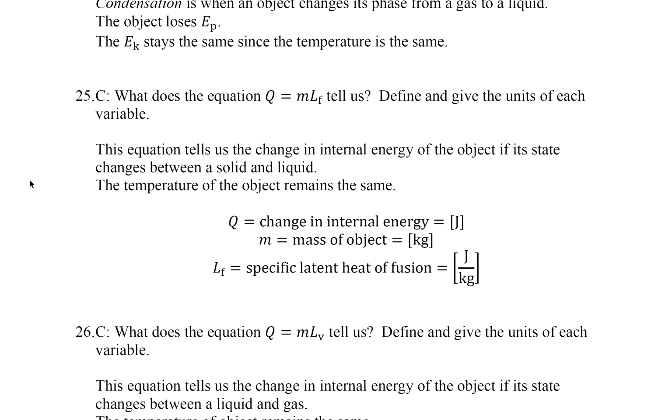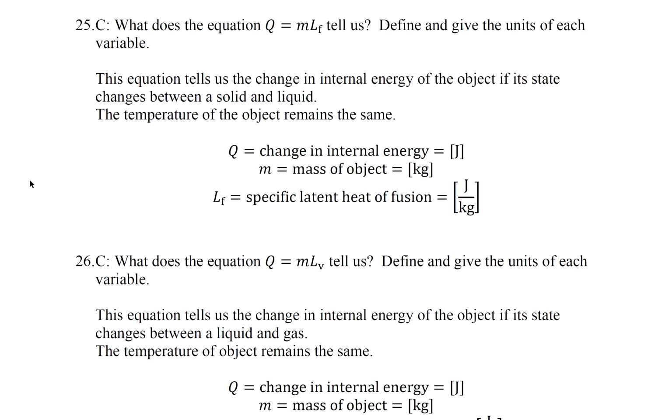Question 25. What does the equation Q equals mL sub F tell us? This tells us the change in internal energy of the object if its state changes between a solid and liquid. So the temperature of the object remains the same. So this is the meaning of the three variables.